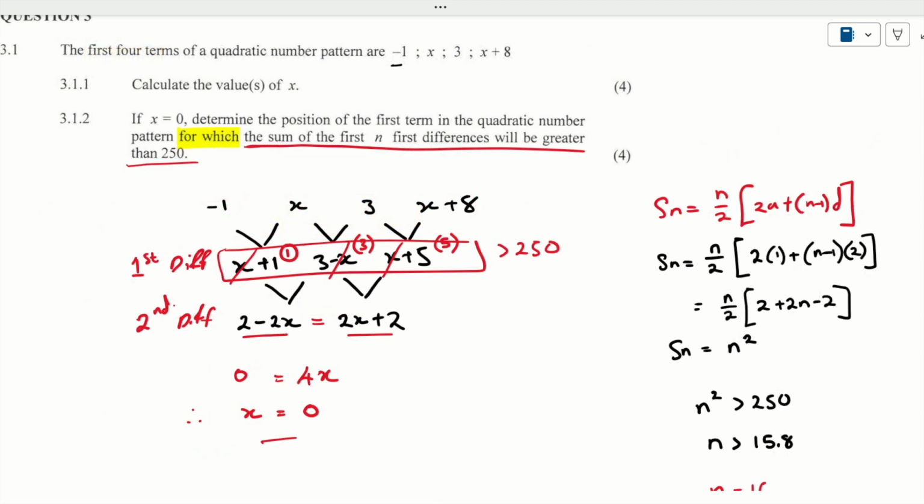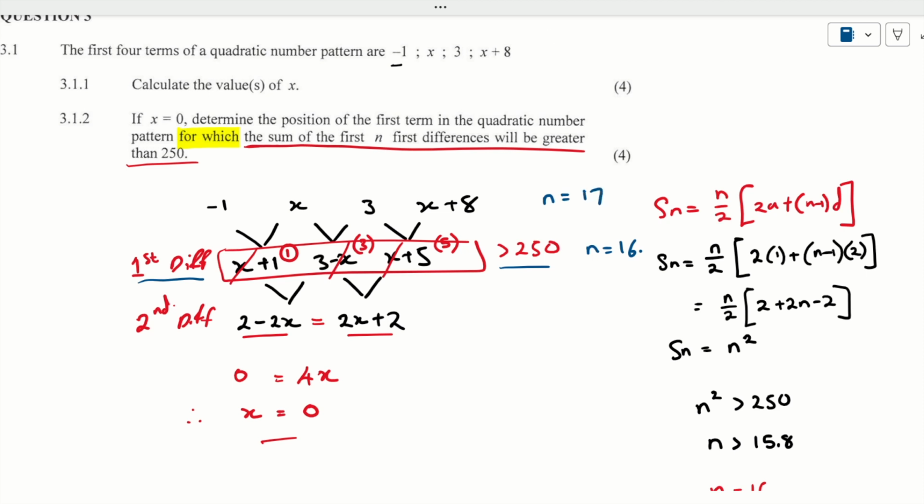Let us take a look at the first part of the question. Determine the position of the first term in the quadratic number pattern for which the sum of the first n differences will be greater than 250. So we found n for the first difference, which will give us a summation of greater than 250. The question wants us to find n of the quadratic number pattern. Here, n is equal to 16, and for the quadratic number pattern, n will have to be 17.